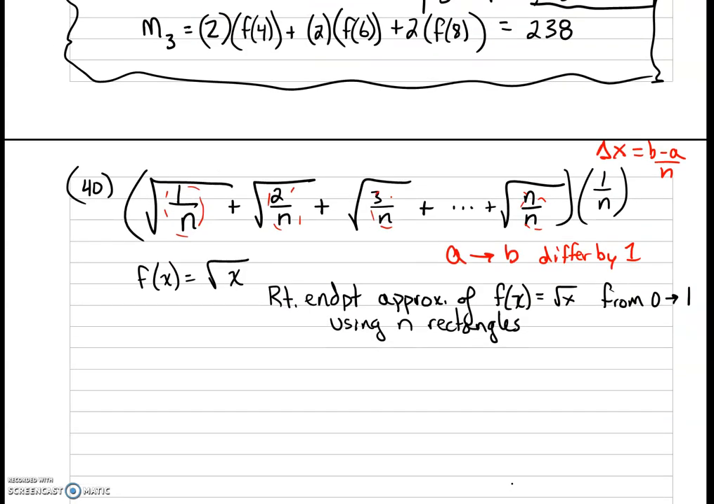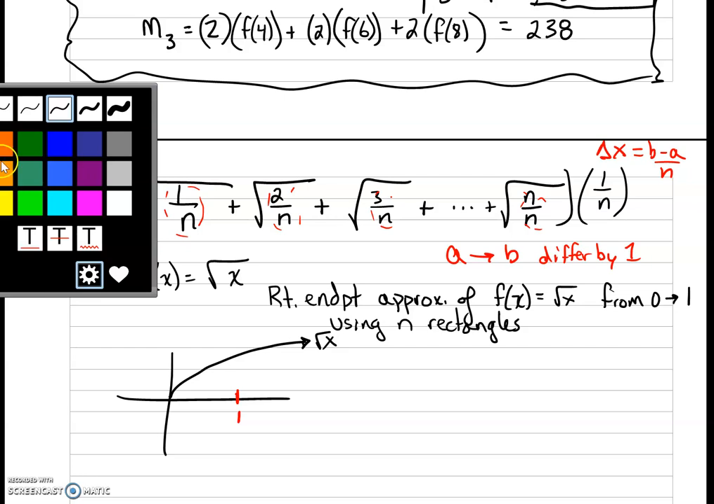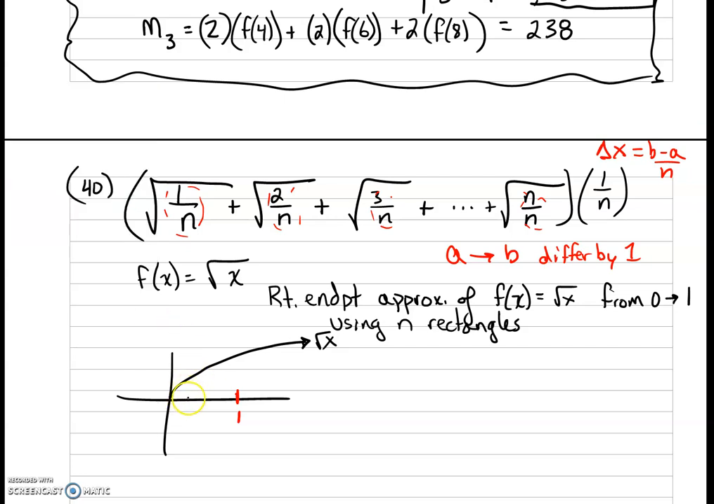Again, if I think about this, what would I be doing here? I'd be splitting this up into a bunch of little rectangles. So think about the square root of x. This is what this graph would look like. And if I go from 0 to 1, I'm going to work my way over. Let me get a different color here. I'm going to work my way over and draw myself a little rectangle.